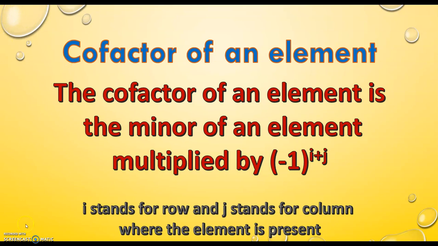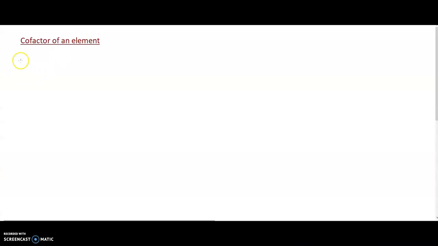Let's see this with an example now. Let us take an example of a simple matrix. A is equal to 1, 2, 3, 4, 5, 6, 7, 8, 9. So we are taking simple numbers in order from 1 to 9. This is a 3 by 3 matrix. We have 3 rows and 3 columns. Let us try and find the cofactor of any one element here. Let's try and find the cofactor of 5.